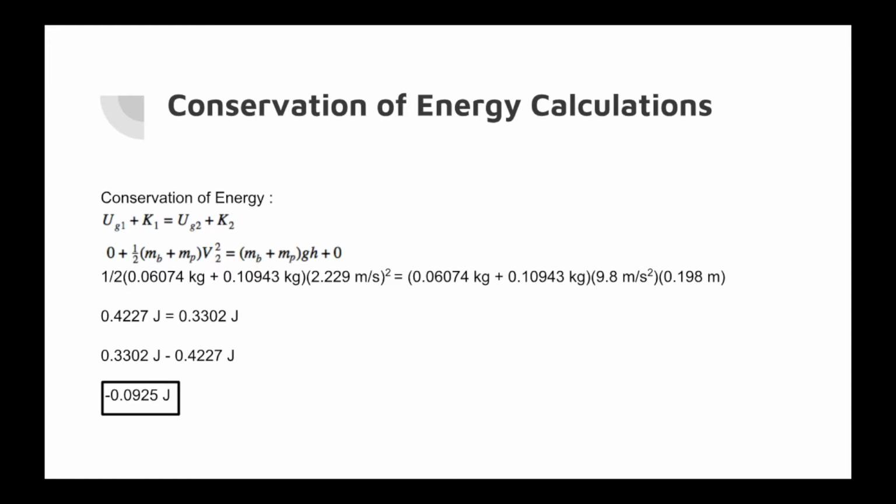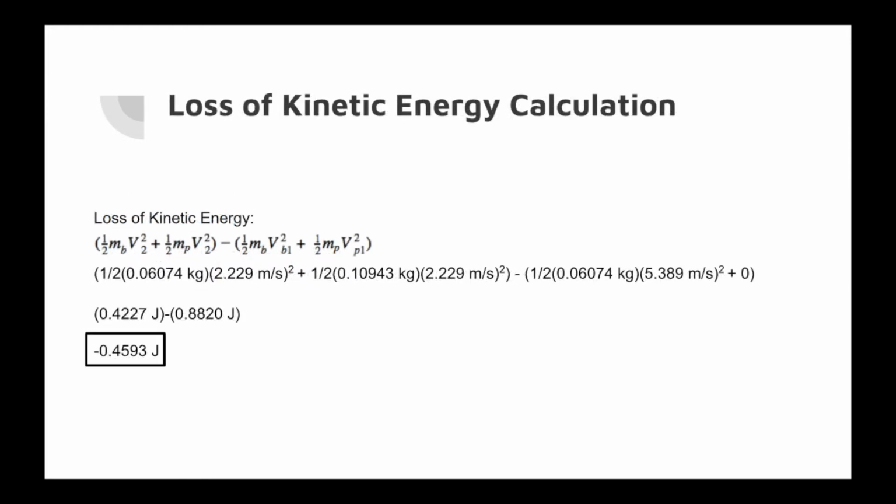The maximum potential energy was found by multiplying the mass of the projectile and pendulum by the highest point of the center of mass above its initial position, and the acceleration of gravity to find that the gravitational potential energy at its maximum height was 0.3302 joules. Although theoretically the energy should be conserved with no difference between the maximum kinetic and potential energies, the energy decreased 0.0925 joules.